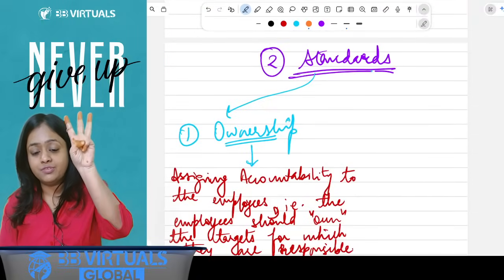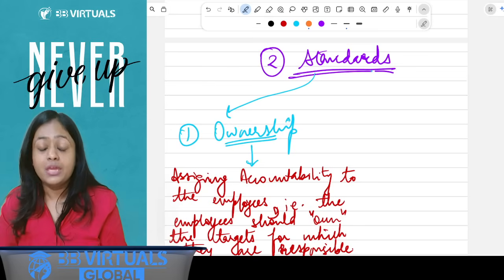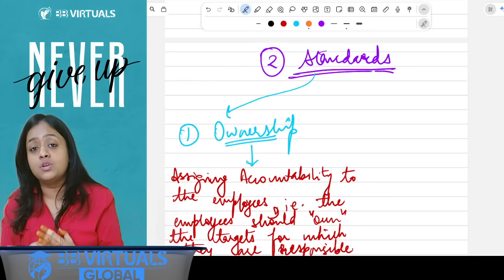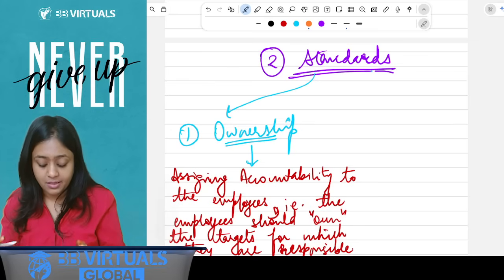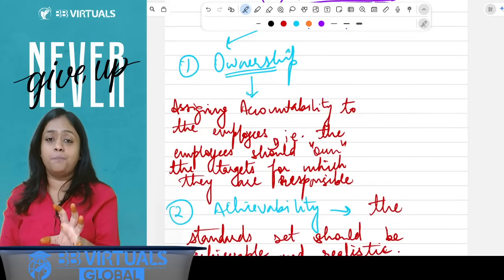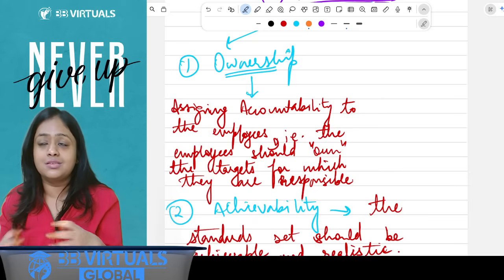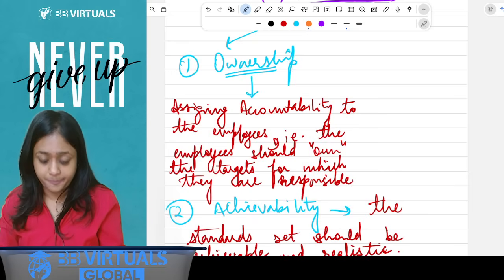Again, standards have three subtypes, three sub steps. First is ownership. It says that the manager should take the ownership for the targets that they are setting, right? That means assigning accountability to the employees. And it simply means that the employees should think that it is their own targets. So employees should own the targets rather than feeling forced upon.